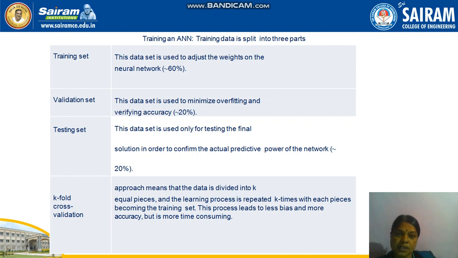Now we are going to study the chart of how the training data in an ANN is split into three parts: training set, validation set, and testing set. In the testing set, there is one more double validation called k-fold cross validation. Like in the previous class, where we studied the K-means algorithm for cluster analysis, please remember that similarly we validate using k-fold cross validation.